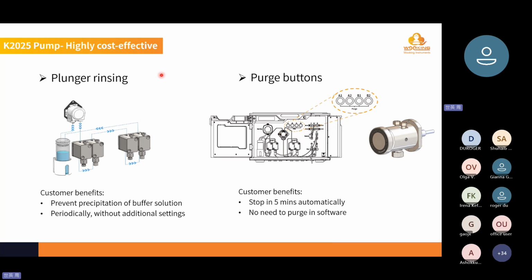The pump is highly cost-effective. It has automatic plunger cleaning to prevent precipitation of buffer solution, which can reduce the manual maintenance frequency and extends the use time. The purge buttons are on the panel of the pump. Therefore, when your instrument is separate from the computer, you could press a button to purge instead of setting it in the workstation.